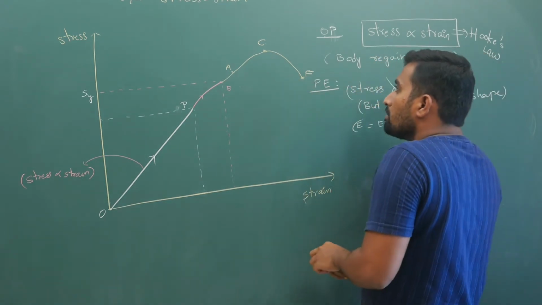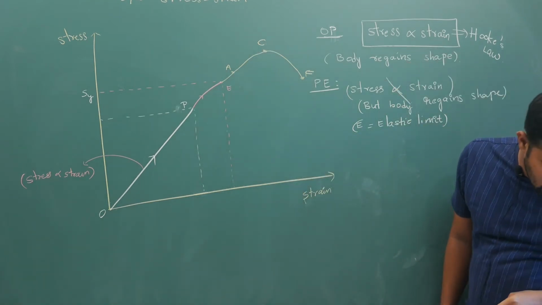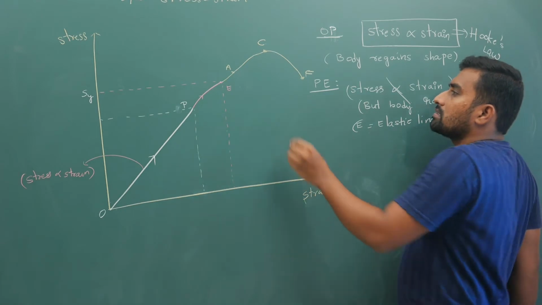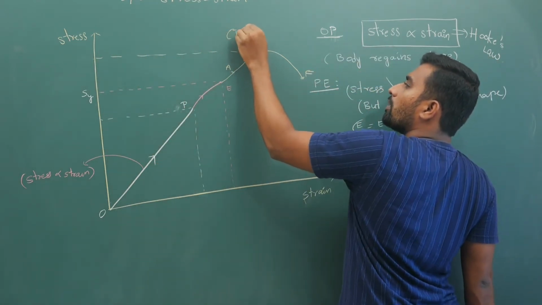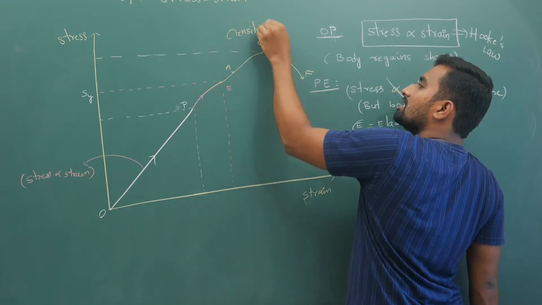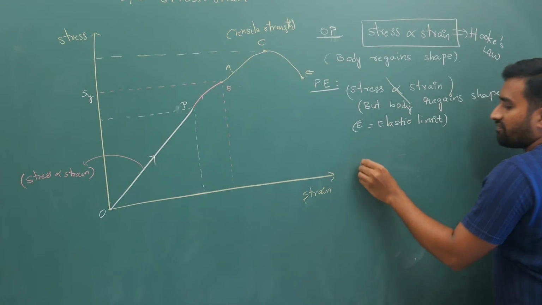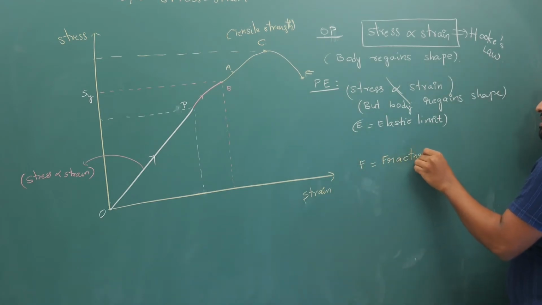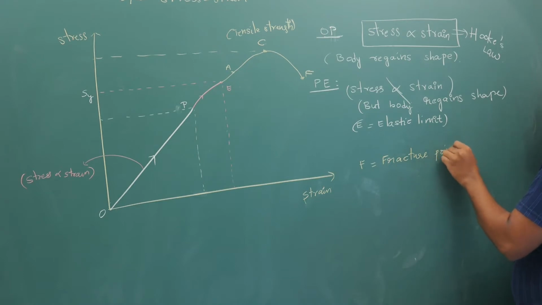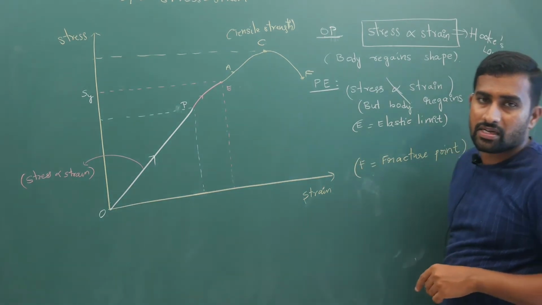Now this is your highest point, and its name is tensile strength. This point is the point of tensile strength, and F is your fracture point, that means the body breaks. Beyond the elastic limit, you will have this fracture point.